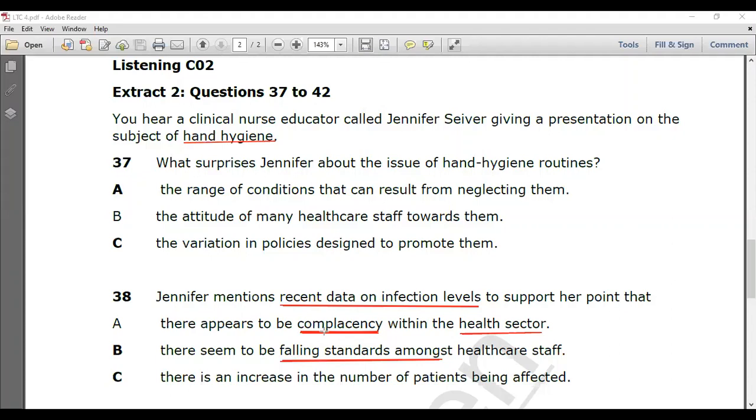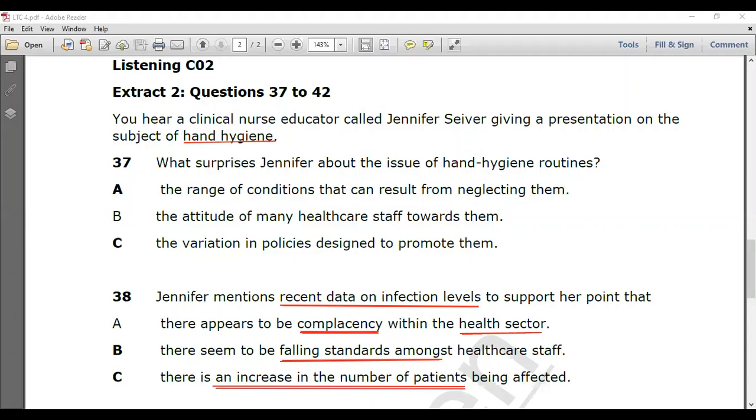Complacency is beyond that. Next step: definitely the standards are falling, but at the same time, the healthcare professionals or the healthcare sector doesn't seem to be concerned about it at all. And the third one is an increase in the number of patients. So basically an increase in the infection levels.